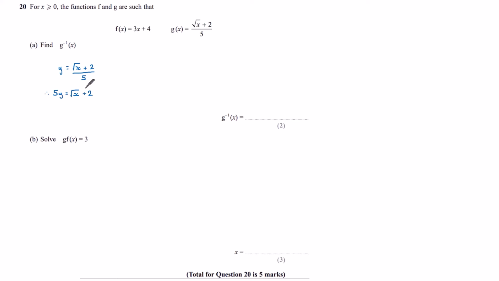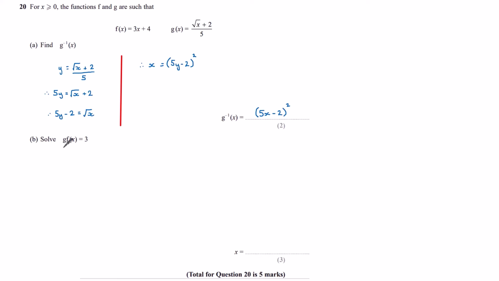So multiplying both sides by 5, 5y is equal to root x plus 2. Subtracting 2 from both sides gives me 5y minus 2 is equal to root x. And so squaring both sides, x is equal to 5y minus 2 all squared. Now I have it in the form x equals. This x becomes my g to the minus 1, and I replace that y with an x to write g to the minus 1 of x is 5x minus 2 all squared.